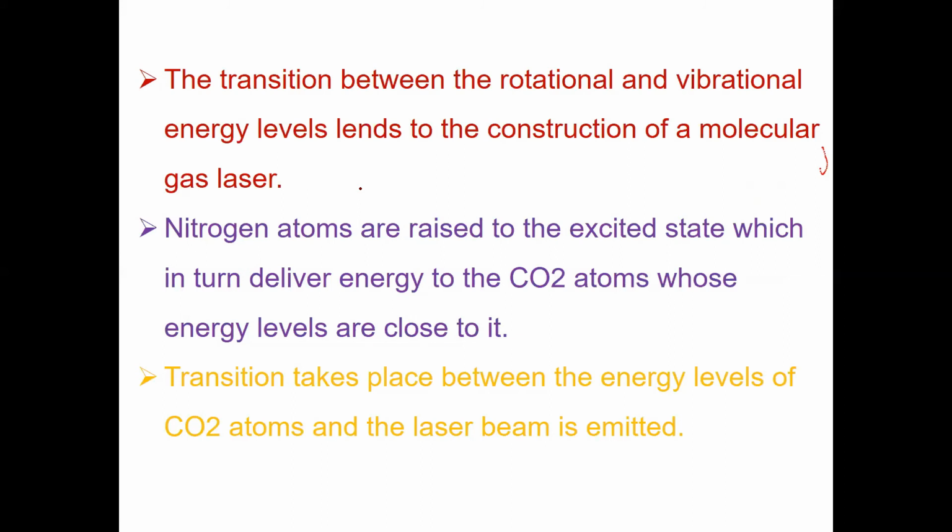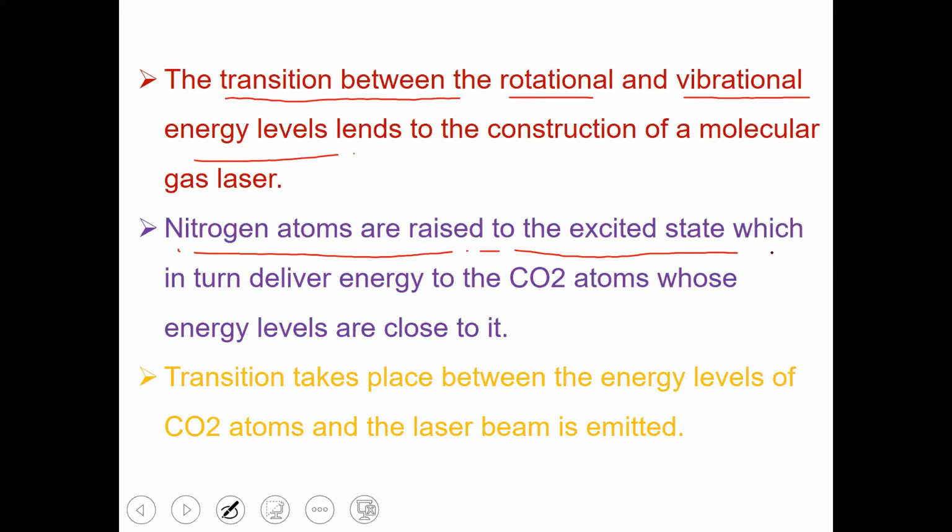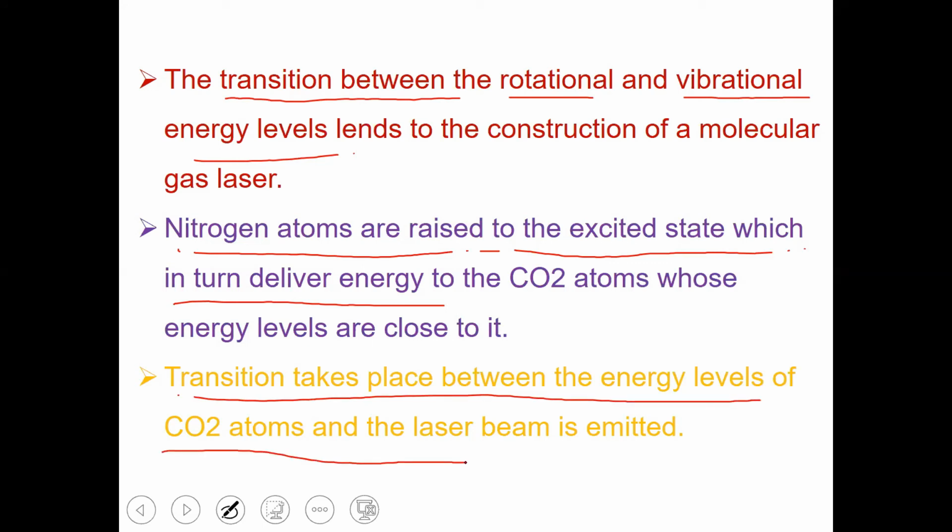In the helium neon gas laser, first helium atoms are excited to an excited state, and while coming down to the ground state, they collide with the neon atoms. But here, the transition is between the rotational and vibrational energy levels of the CO2 molecular gas, and then it produces a laser. That is, nitrogen atoms are raised to the excited state, which can deliver energy to the CO2 molecules at a very close energy level. The transition takes place between energy levels of CO2 molecules, and then there is a laser beam. I will show in the next slide how it is produced.